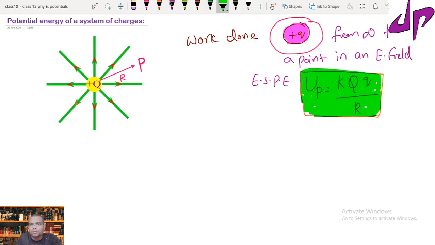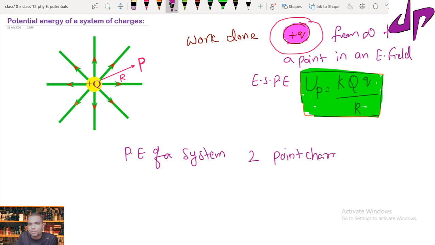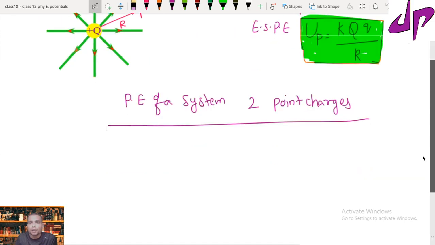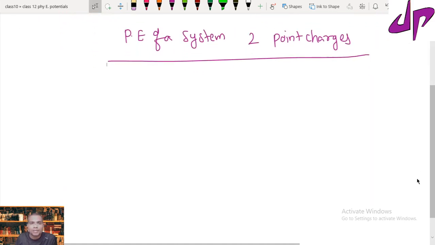Now I would like to discuss multiple charges. First I would like to take the potential energy of a system of 2-point charges. The system contains 2-point charges. Now understand this carefully. It means I am having 2-point charges, and I would like to know what is the total potential energy.